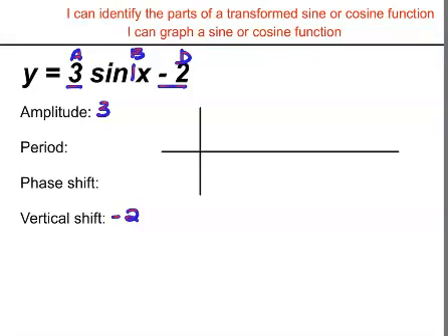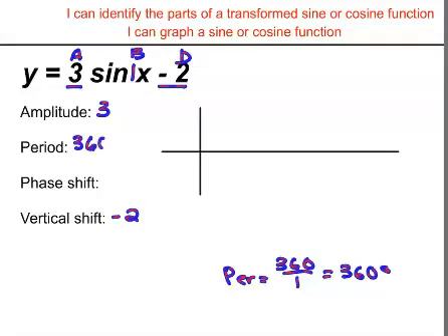So remember we talked about period is 360 over B. Well, it's going to be 360. Now again, I can do this either in radians or degrees. I'll just do degrees again for this one. So our typical period is 360 degrees. Phase shift, there is nothing inside parentheses, so that means there is no phase shift. So this is up, down, this is right, left.